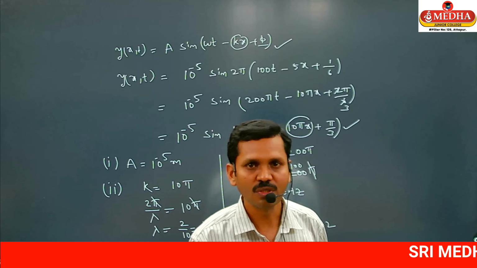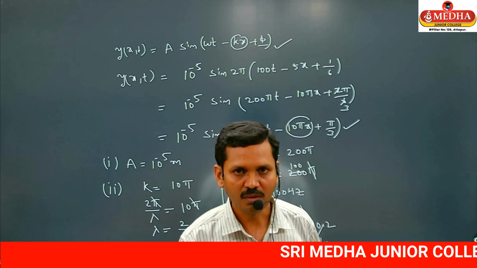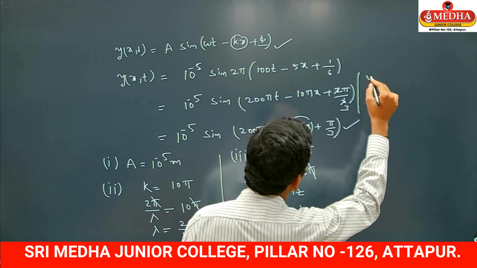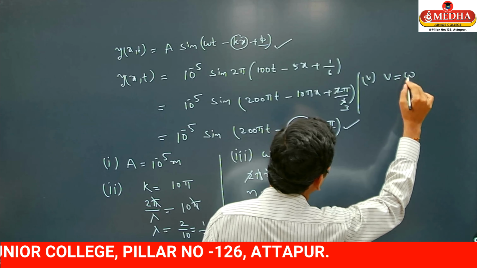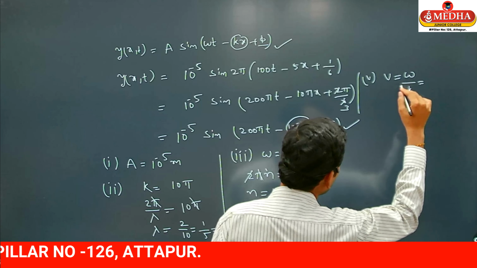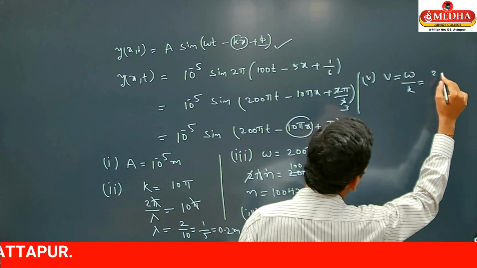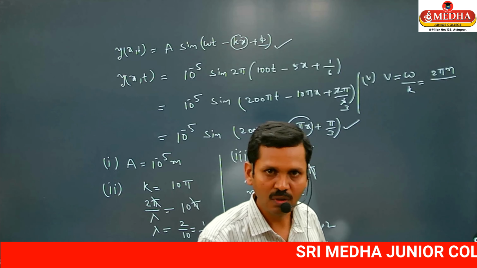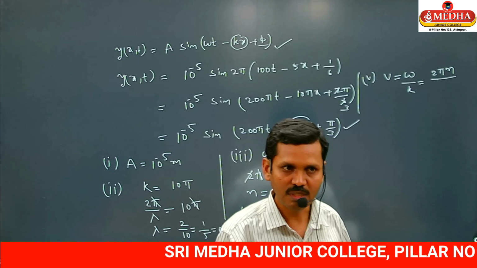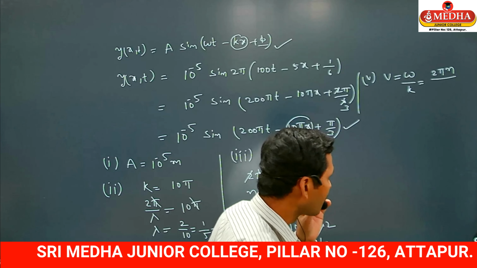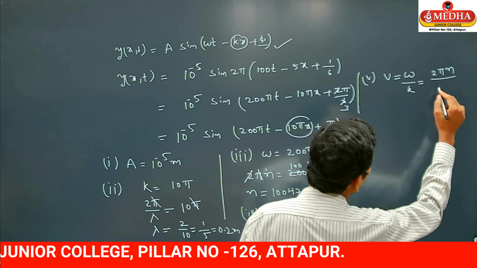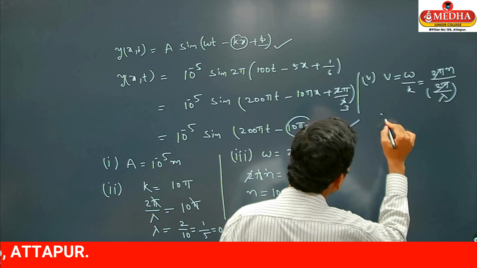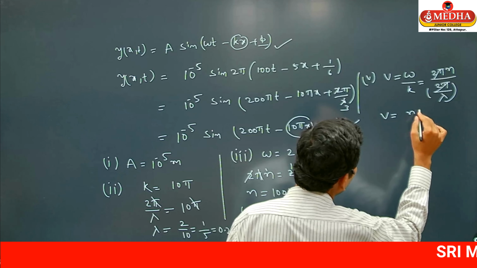But for V value, we have one more shortcut formula: V is equal to omega by k. So I am taking the shortcut method here. V is equal to omega by k. We know omega is 2 pi n. But what about k? We know k is the propagation constant, which is equal to 2 pi by lambda. Substituting the k value, 2 pi by lambda, the 2 pi cancel, and now V is equal to n lambda.